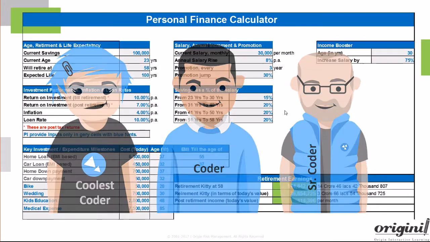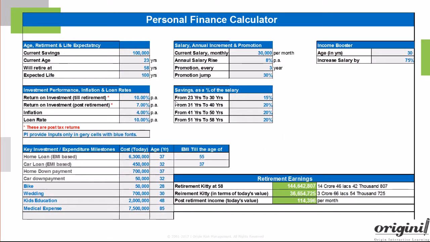This spreadsheet models your information and assumptions and helps you to do calculations about meeting your financial goals. Please key in your inputs in gray cells with blue fonts. Try not to modify any other cells. We will start with current age, retirement age, and expected life.